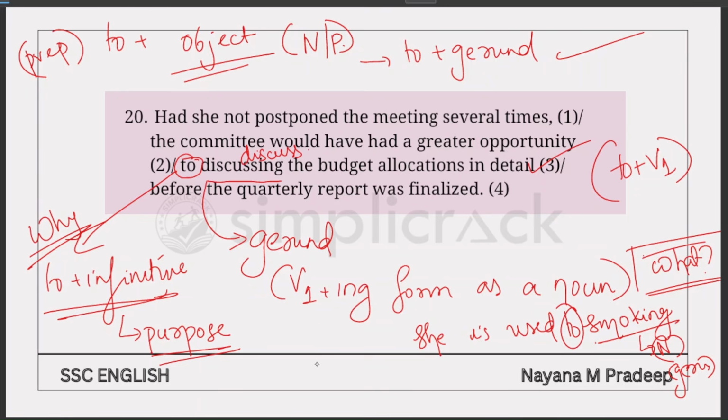But in the sentence, I want to smoke. Here, to is not a preposition, it is an infinitive because here you are talking about a purpose. You want to smoke. So here, to is an infinitive and not a preposition. Okay, so differentiate between the two and use the word that comes after it accordingly.